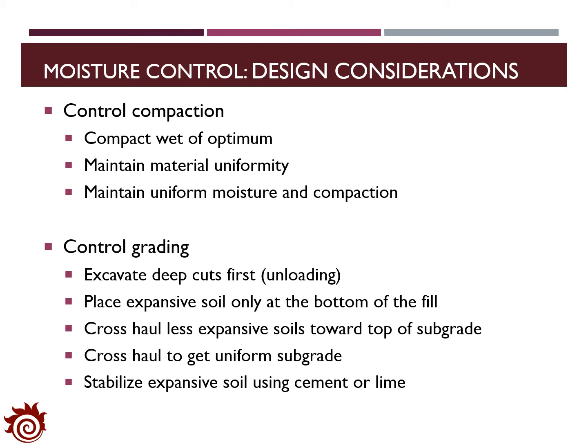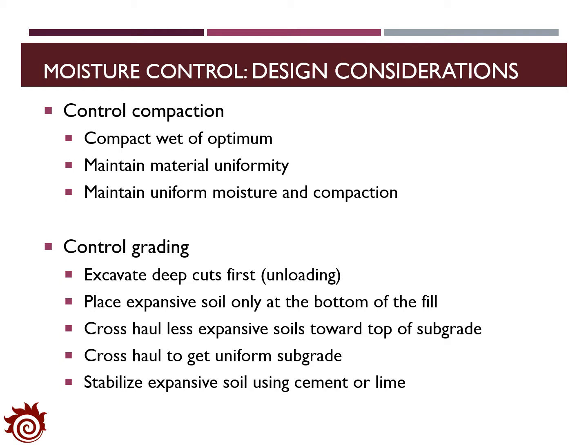From previous lectures, we also know that moisture contents had a very significant impact to a lot of soil properties. So in the subgrade structure design, it's very important for us to control moisture content to an appropriate level. In general, the moisture control can be realized by controlling compaction and grading. For the compaction control, we will compact the soil wet of the optimum and maintain the material uniformly. Also, we want to maintain soil with a uniform moisture and compaction so that they can provide the reliable support to the pavement structures.